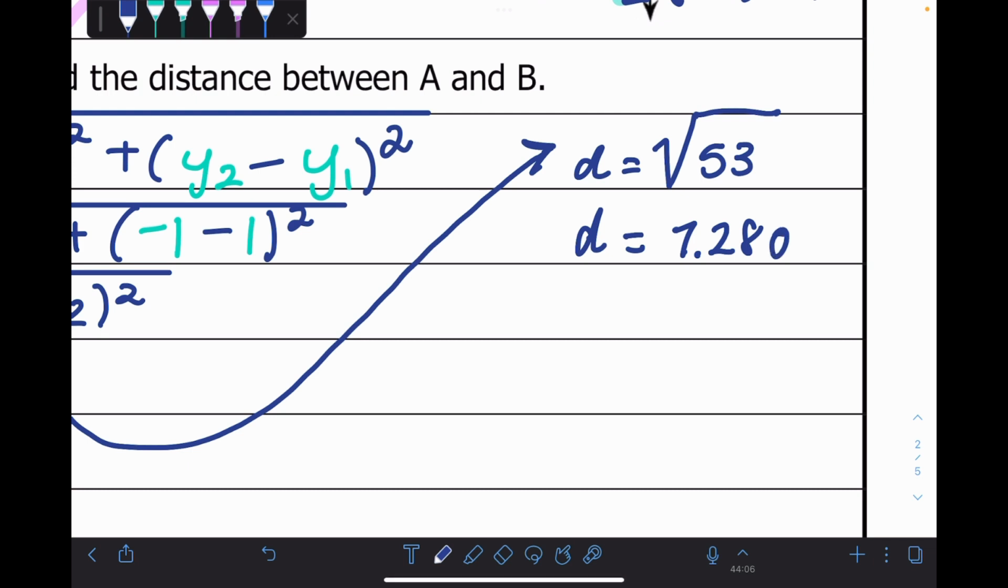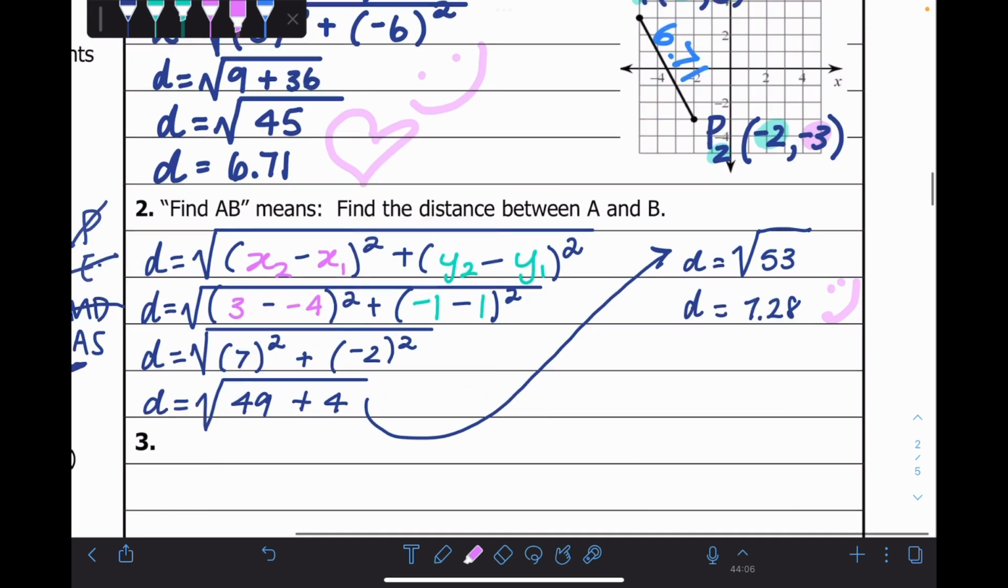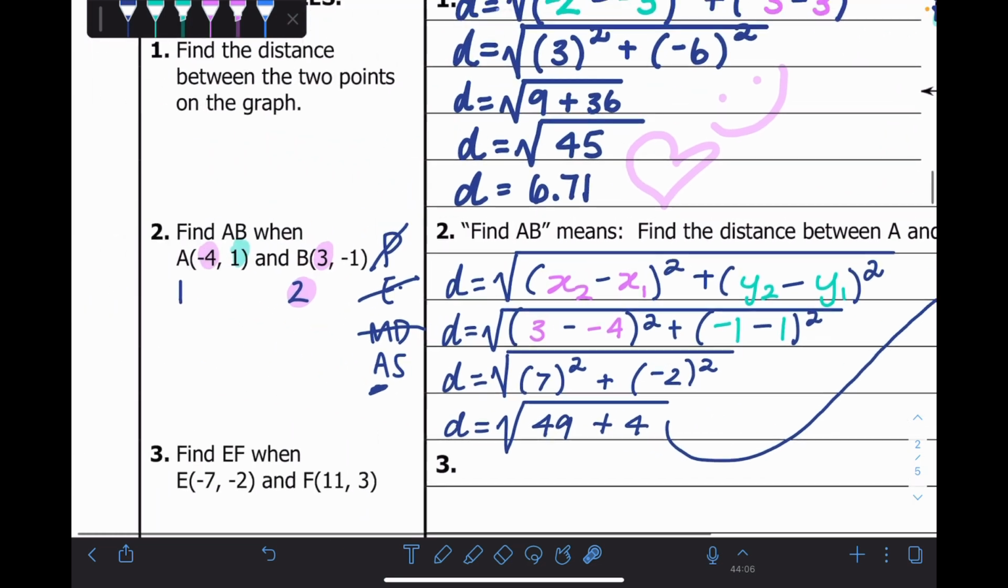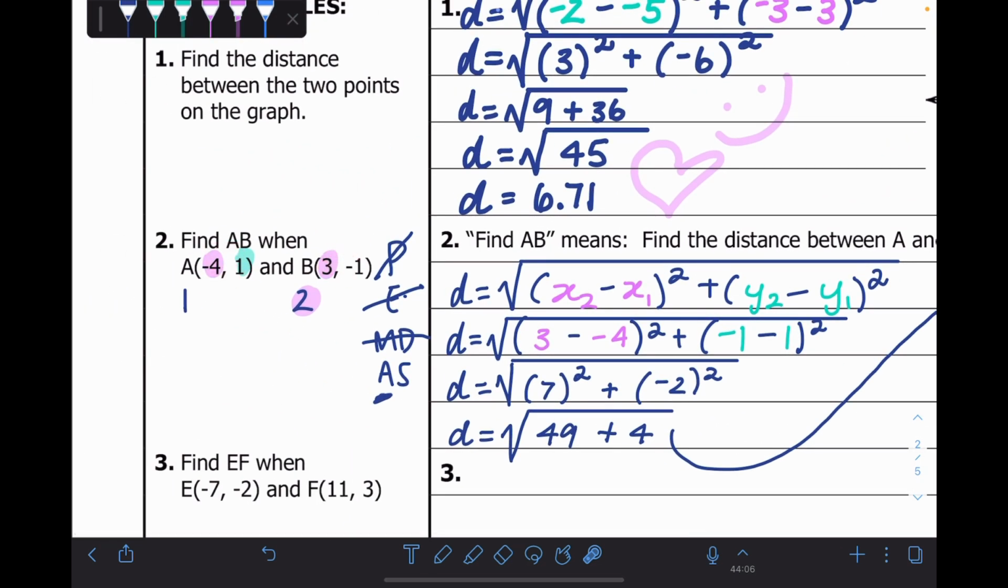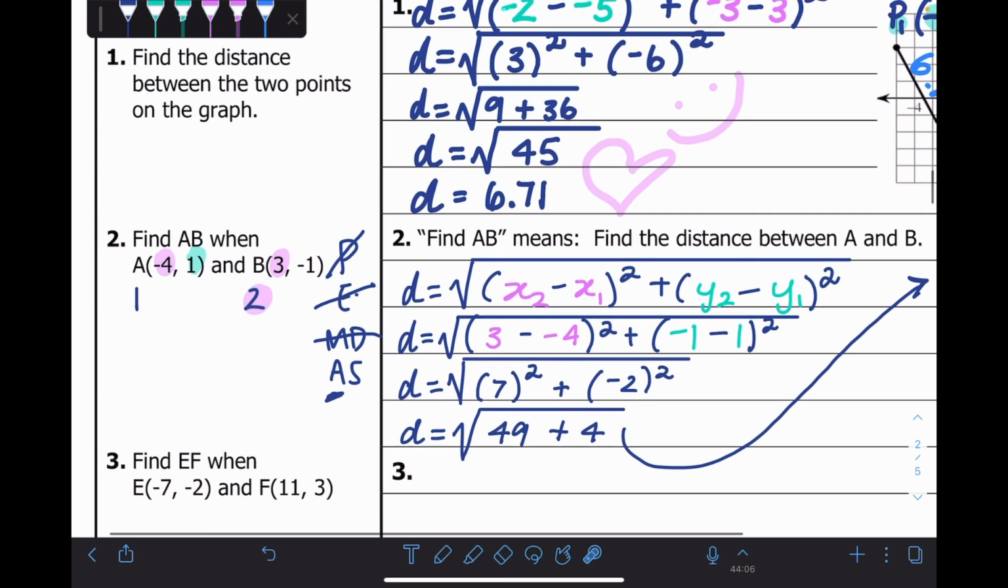7.280. Into 2 decimal places, I check what my third one is. If it's less than 5, I don't round up. So 0 is smaller than 5, so I don't need to round up. That's my answer. Ta-da! We did it. So we know the distance between these points here that it's given me is 7.28. Cool.